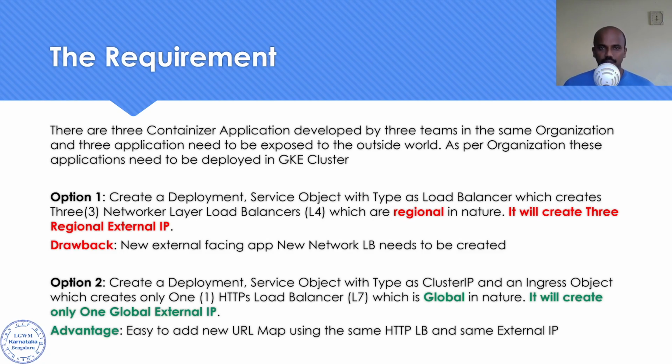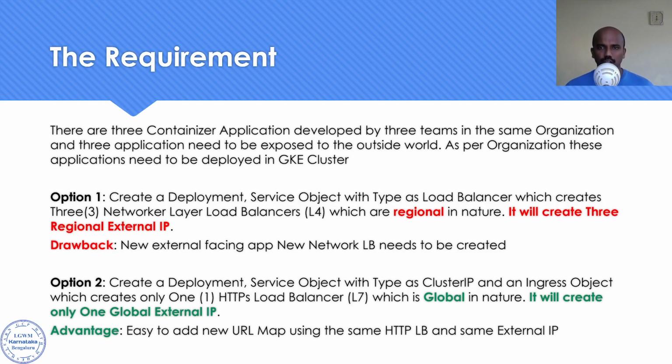Now the first option, if this is a task given to me, maybe as an architect to design it or as a DevOps person to deploy it, I have 2 options. Very simple, I don't want to do much work. Because it's already containerized, I'm going to create a deployment object with the container image, and I'm going to create a service object of the type load balancer, which is going to behind the scene create a network load balancer in GCP. So layer 4, and everybody knows the network load balancer is a regional resource, and this is going to create 3 regional external IP addresses.